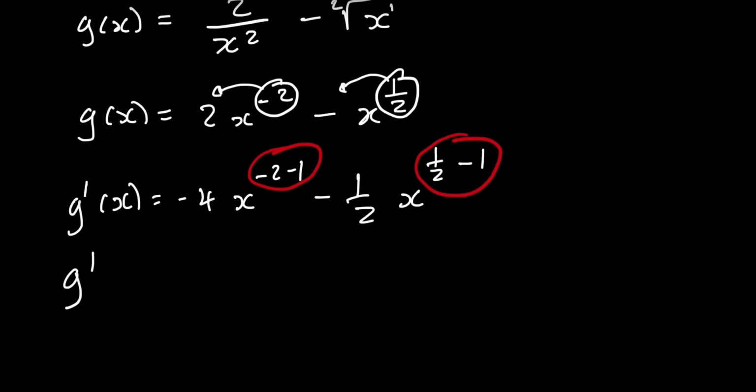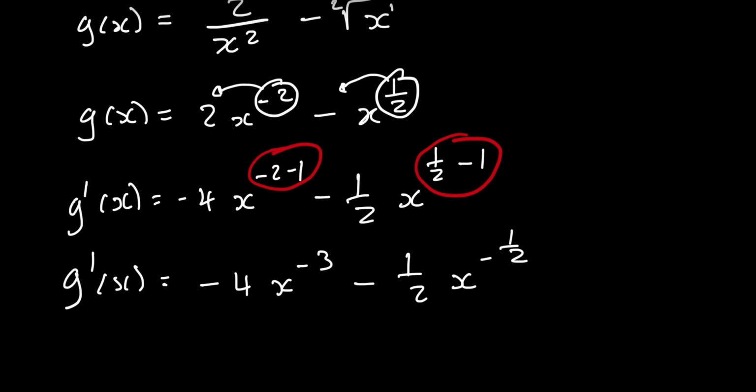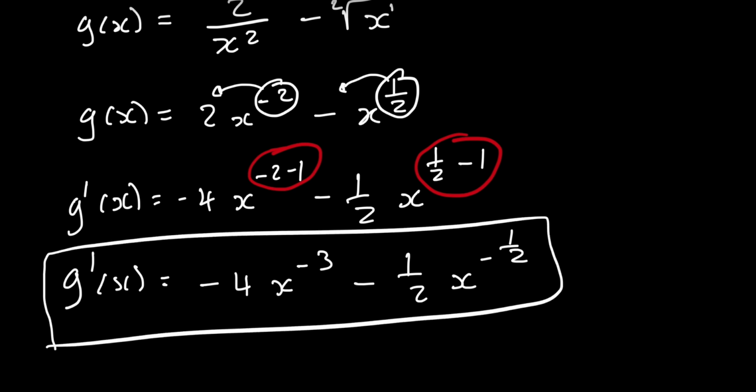So I'm writing in the minus 1 here so that you see now where the exponent will reduce to be. So now if you simplify this, that's going to be g prime of x, the first derivative of g of x, and then you're going to get now negative 4 x to the power of negative 3, because minus 2 minus 1 is negative 3. And then you have now 1 over 2 x to the power of what? If you say 1 over 2 minus 1, that is going to give us negative 1 over 2. And this will be the first derivative.